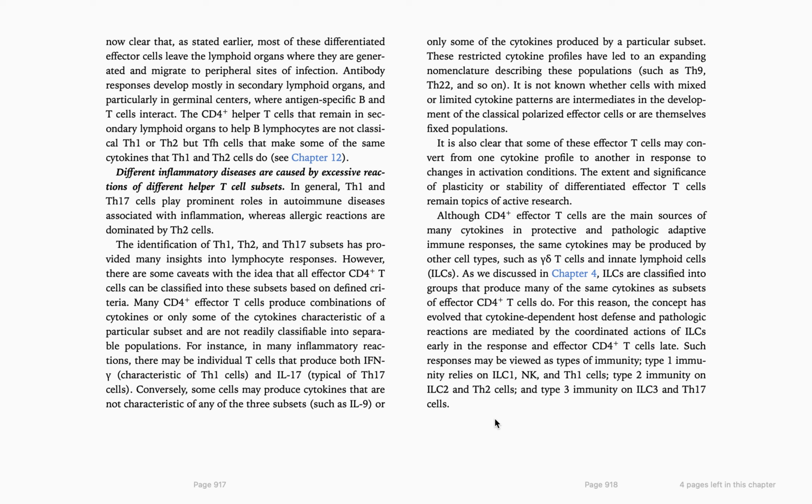These restricted cytokine profiles have led to an expanded nomenclature to describe these populations, such as T helper 9, T helper 22, and so on. It is not known whether cells with mixed or limited cytokine patterns are intermediates in the development of the classical polarized effector cells, or are themselves fixed populations. It is also clear that some of these effector T cells may convert from one cytokine profile to another in response to changes in activation conditions. The extent and significance of plasticity or stability of differentiated effector T cells remain topics of active research.